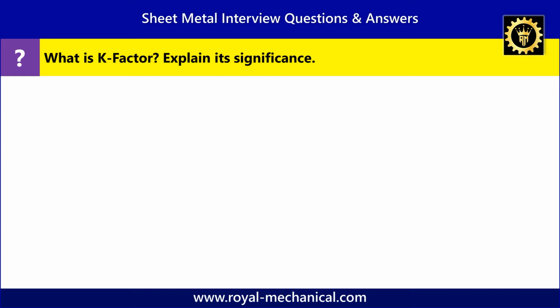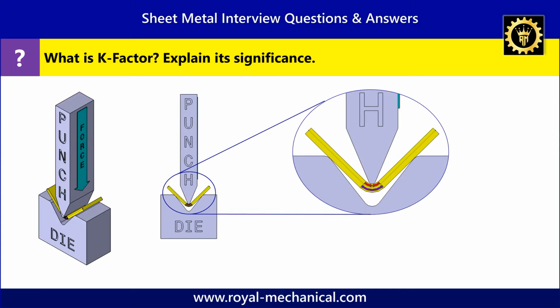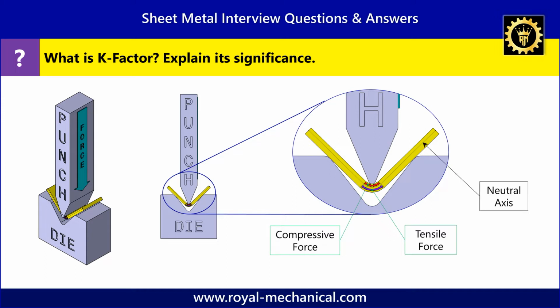What is K-factor? Explain its significance. When sheet metal is bent using a punch and die, the inner fibers of sheet metal experience compressive forces, and the outer fibers of the sheet metal experience tensile forces. In between, separating the compressive fibers and the tensile fibers is the neutral axis. The neutral axis does not experience either compressive forces or tensile forces.